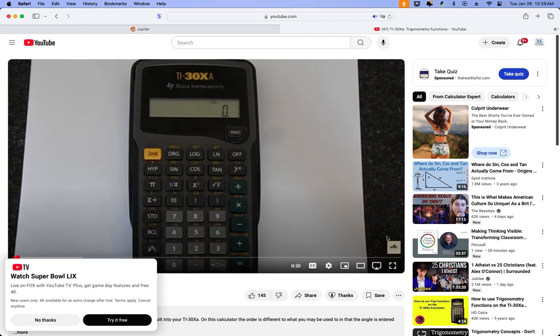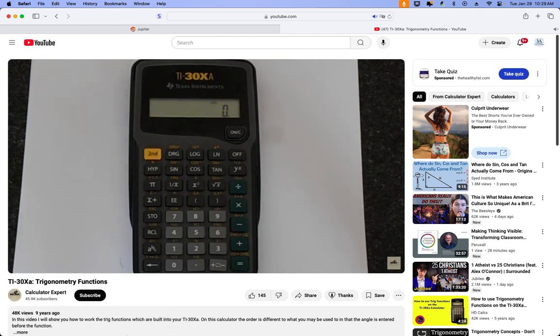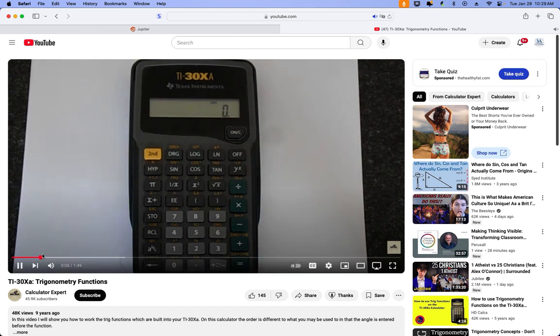In this video, we're going to take a quick look at how to work the trig functions on your TI-30XA. Again, with this calculator, And by the way, this calculator is worth about $10 or $12 at Walmart, depending on where inflation is at the time, right? A couple years ago, you could get these for less than $10. Now they're maybe a little over, but this is ACT approved, and it's a really good, solid calculator.